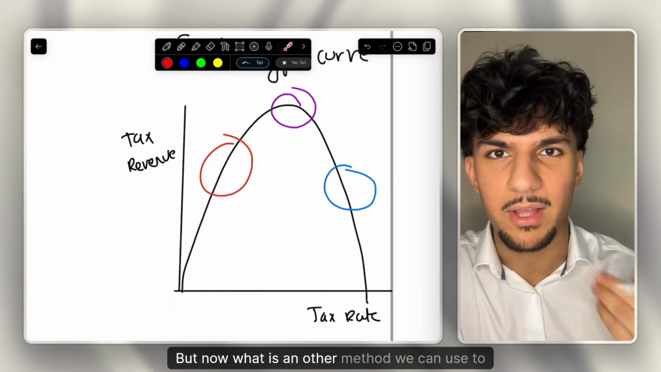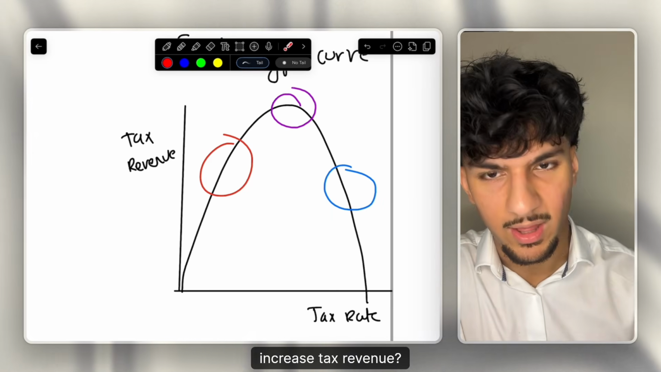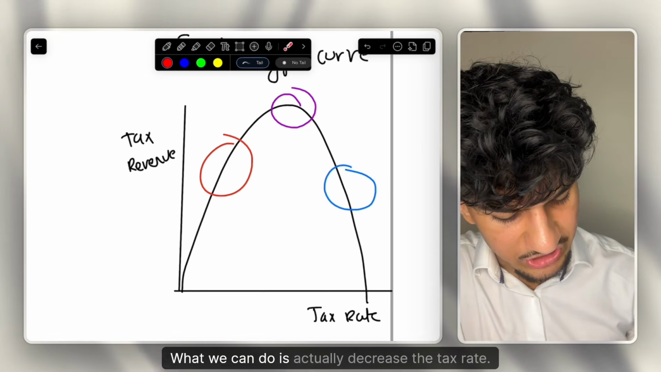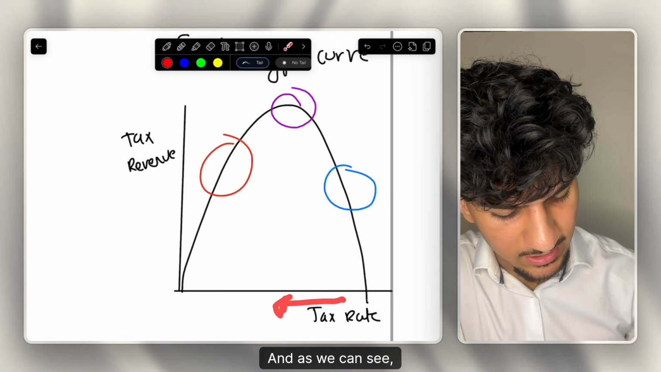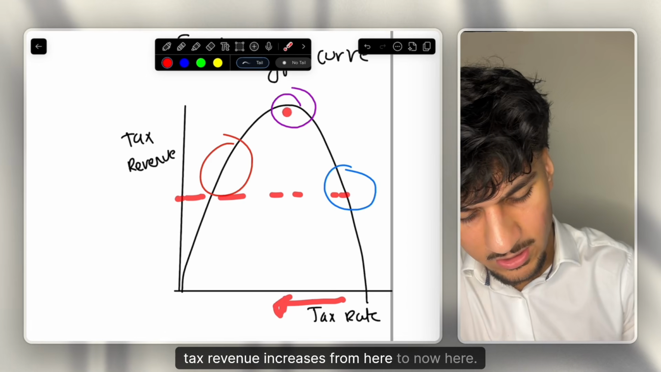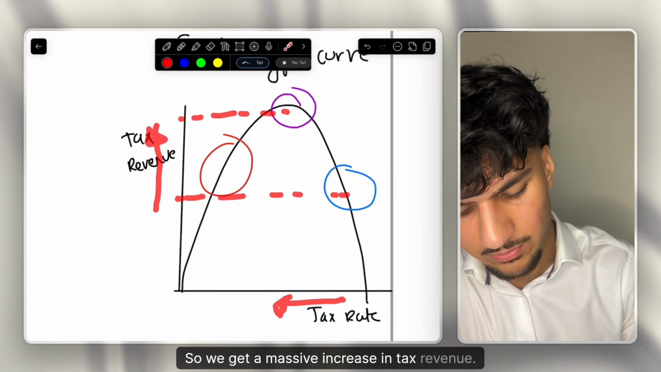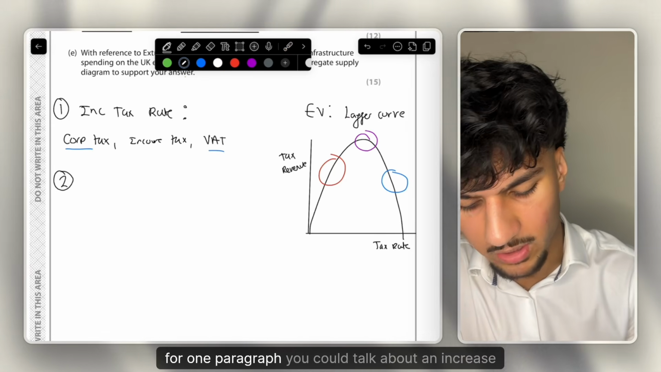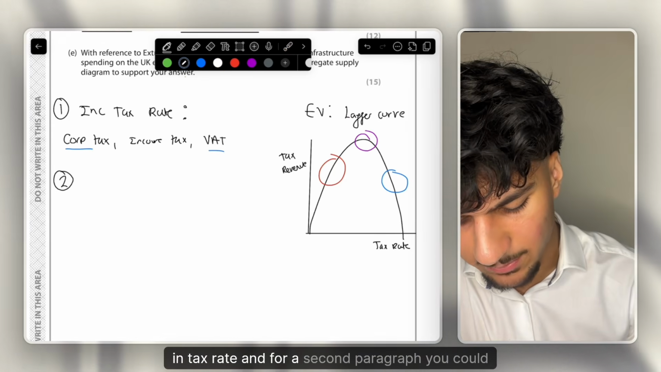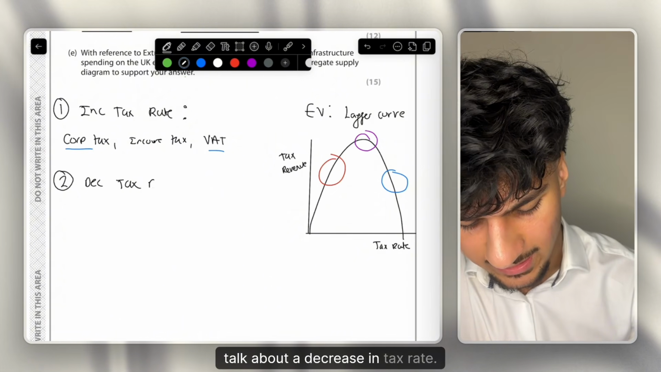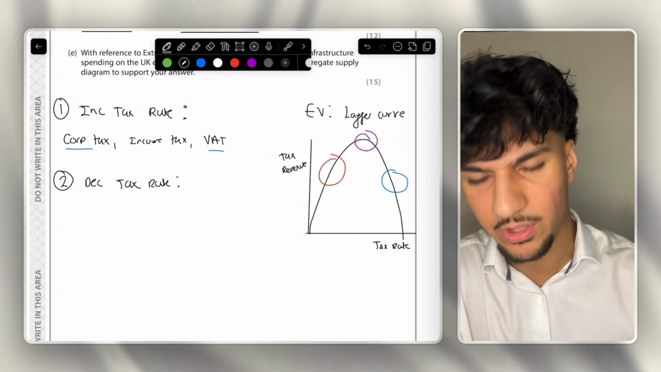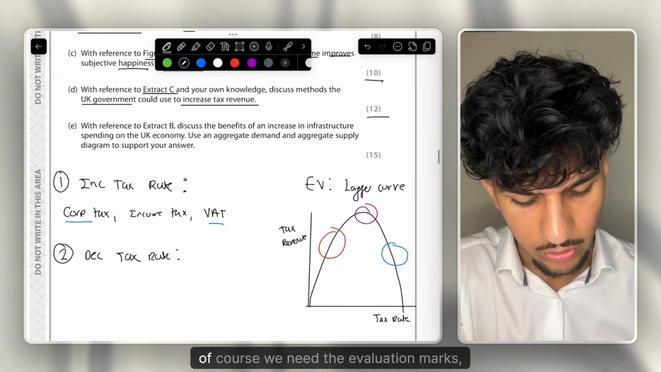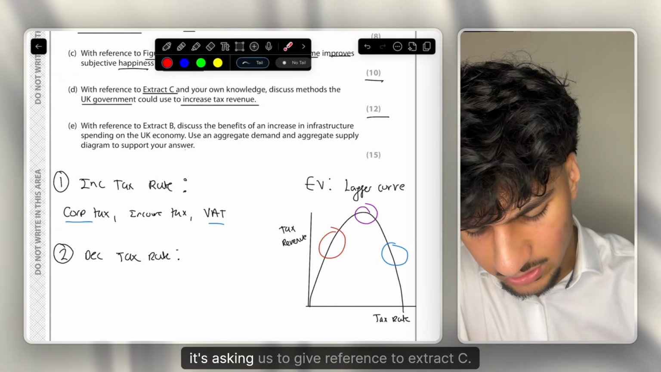But now, what is another method we can use to increase tax revenue? And that is from blue to purple. What we can do is actually decrease the tax rate, and as we can see, tax revenue increases from here to now here. So we get a massive increase in tax revenue. So there are actually two methods we can use to increase tax revenue. For one paragraph, you could talk about an increase in tax rate, and for a second paragraph, you could talk about a decrease in tax rate and how that would then increase the quantity of tax revenue.